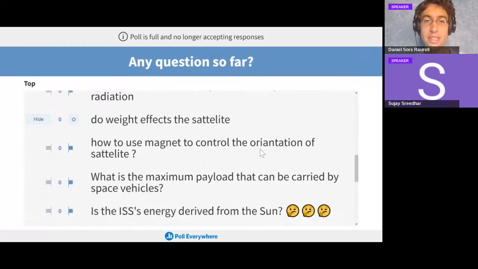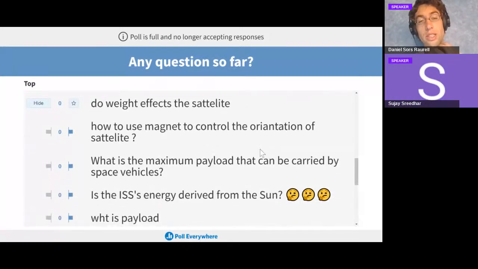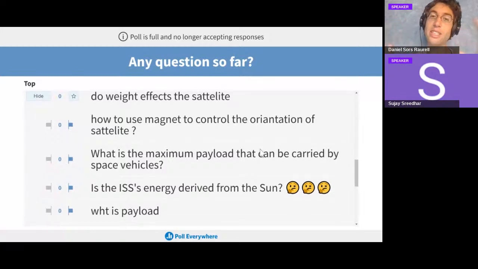The weight affects the satellite, so you need to take into consideration the mass of the satellite, the inertia of the satellite for the attitude. So the weight and the mass are critical for the satellite, especially for launch, so you can have the right structure, putting all the masses and all the systems together in the right way.